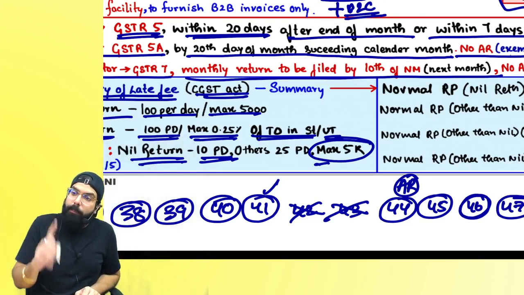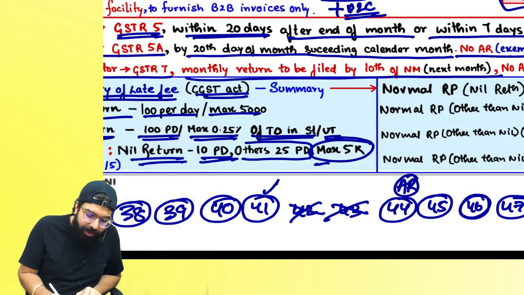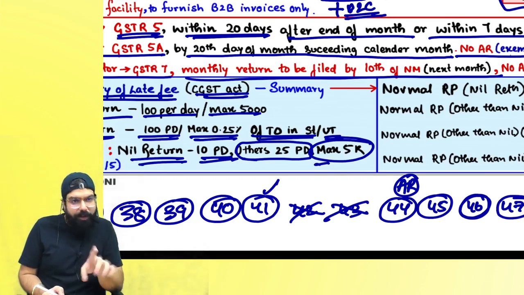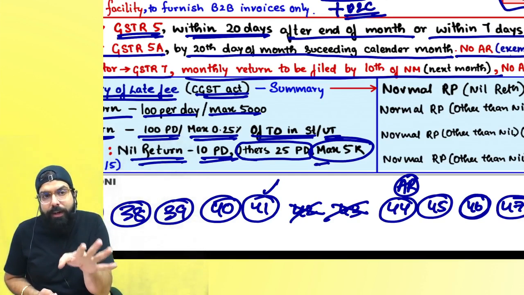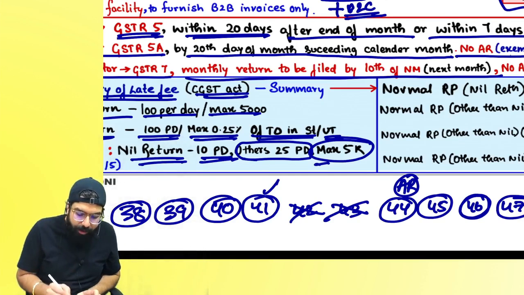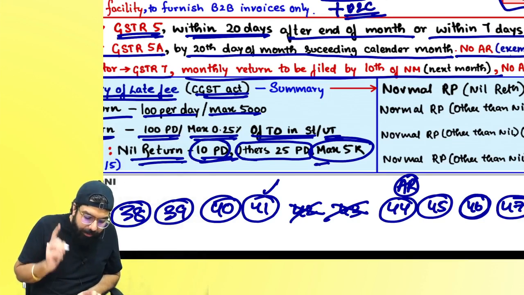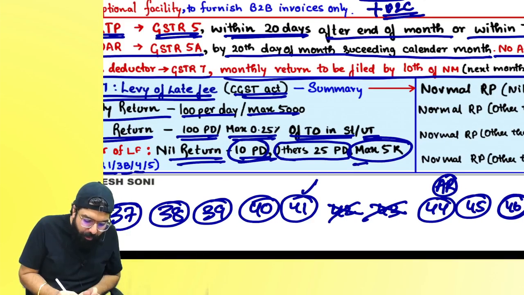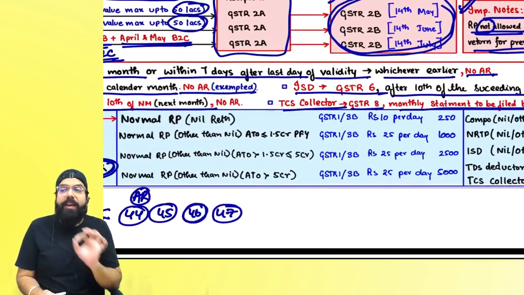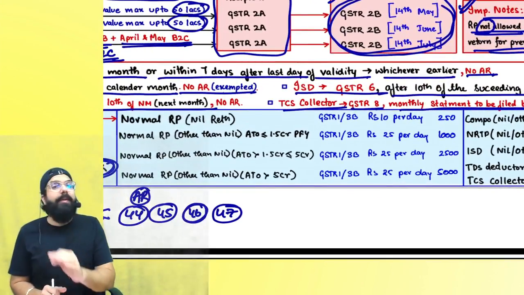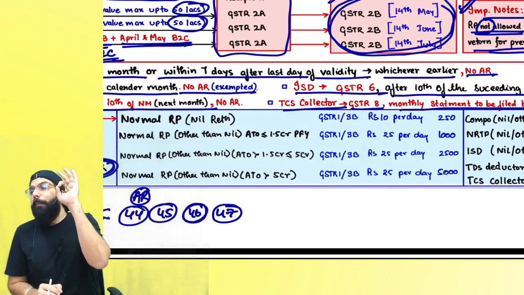Are we clear? But if your return is not a nil return, then it is 25, 25, 5,000, 5,000. Other than nil return, 25 rupees, right everyone? But this waiver was given only for GSTR 1, GSTR 3B, 4 and 5, 10 rupees, 25, but the maximum amount was not reduced. And hence, late fee rationalization was done, wherein they went ahead and reduced the maximum amount also.